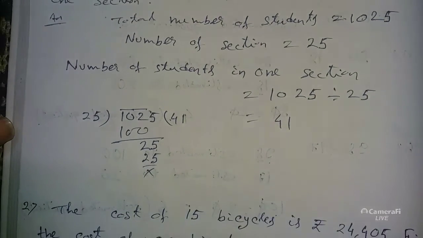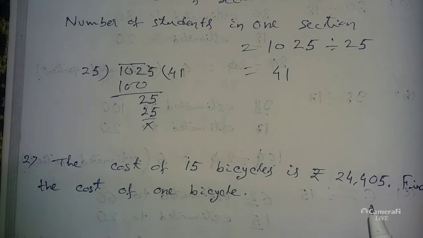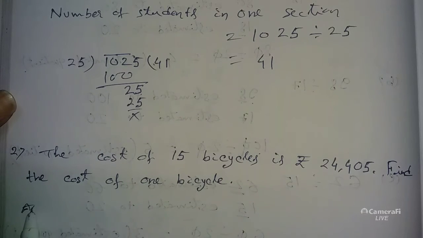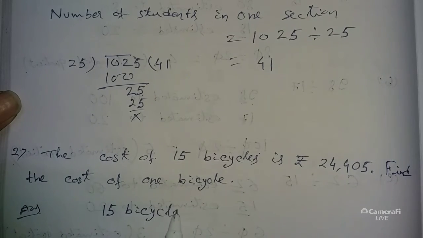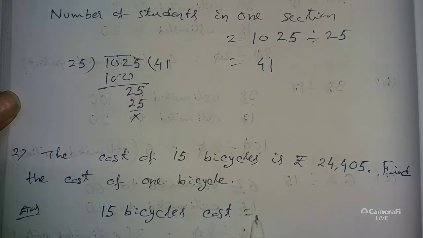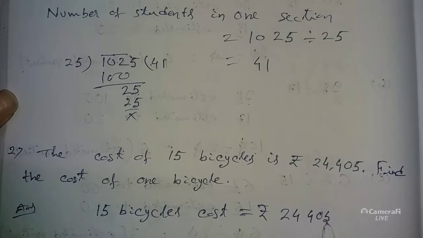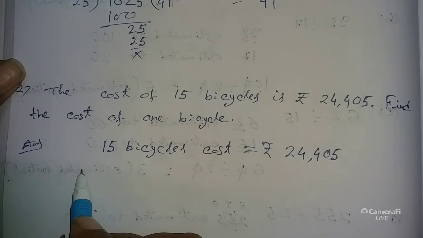Coming to the next problem, problem number 2. The cost of 15 bicycles is rupees 24,405. We have to find the cost of one bicycle. So here it is given that 15 bicycles cost equal to rupees 24,405. So what will be the cost of one bicycle?